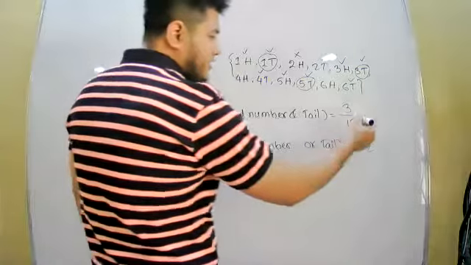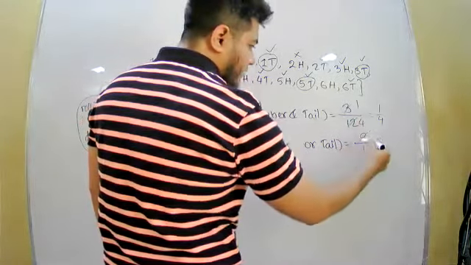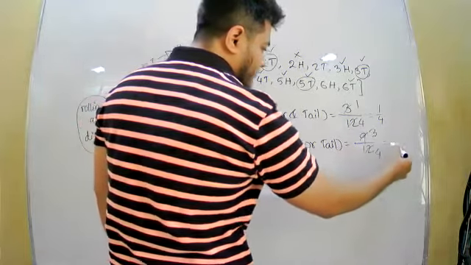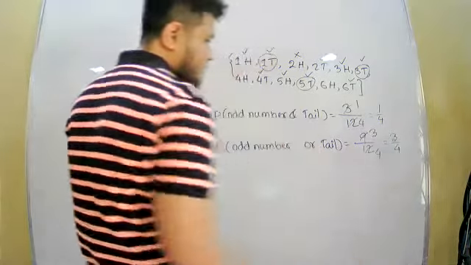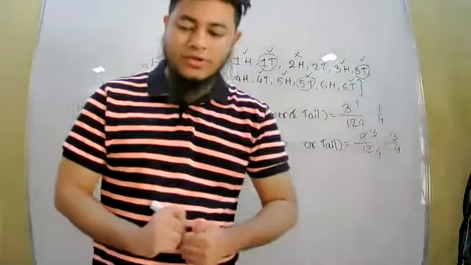If you want, you can reduce it, okay? 3 ones are 3, 3 fours are 12, so it is 1 by 4. And here, 3 threes are 9, 3 fours are 12, so 3 by 4. So this is the probability.